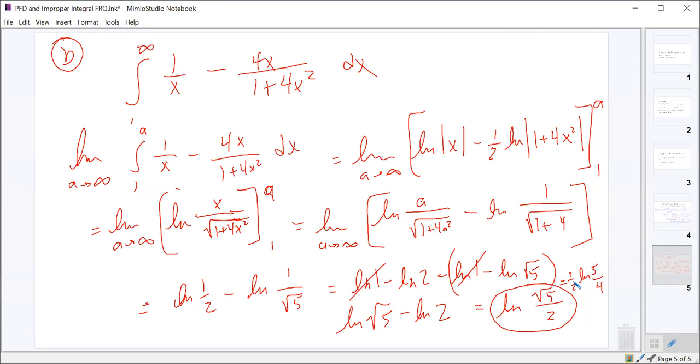And that was worth 4 points for all of that. 1 for the right integral setup, 2 for having both the antiderivatives correct, and 1 for a final answer. Good or no? Feel all right about improper integrals still? Any questions there?